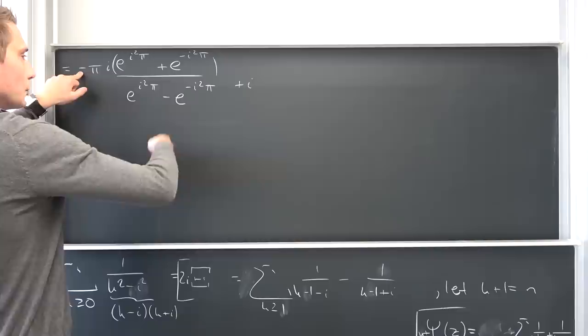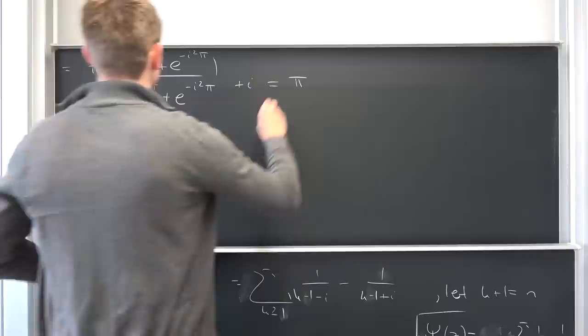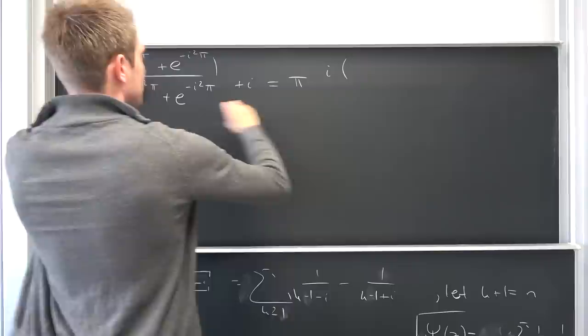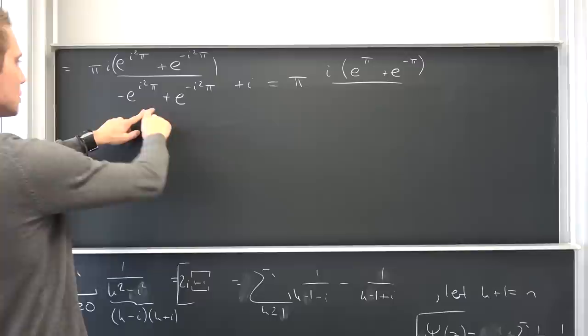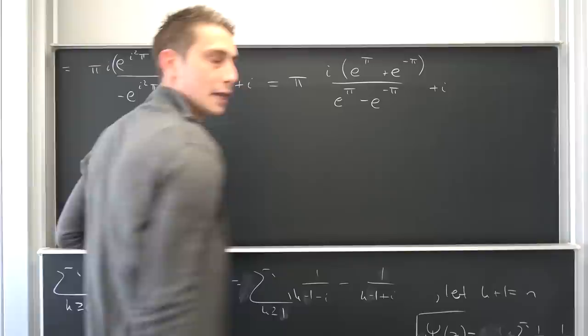We are going to end up with pi times I times e to the pi plus e to the negative pi over e to the pi minus e to the negative pi plus I. And do not forget what this is equal to, 2 times I, times here.